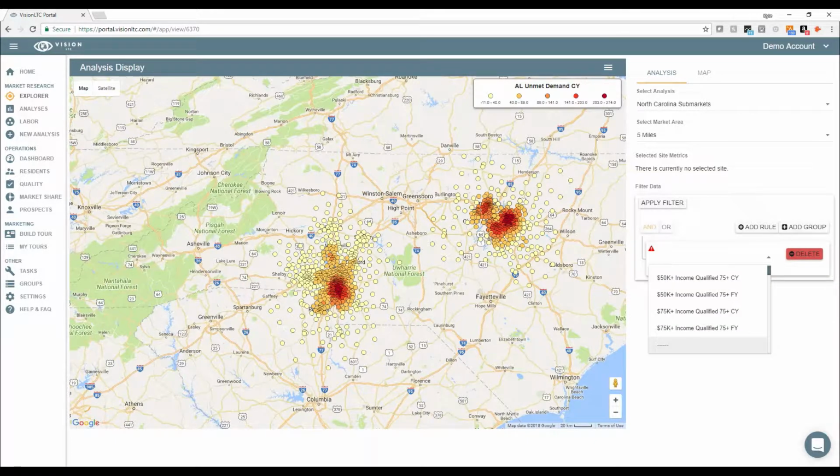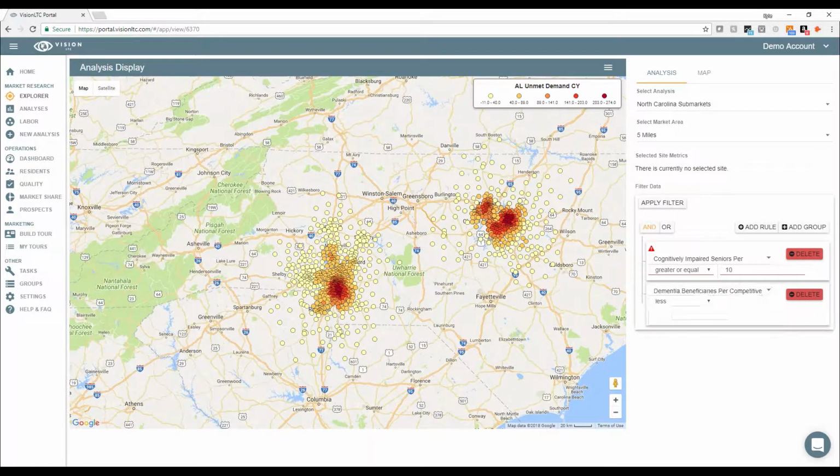We can even look at population and other interesting demographics. So let's set those up. We want to see a ratio of at least 10 impaired seniors per memory care bed. We also want to have 10 dementia beneficiaries per memory care bed. And this is within a 5-mile market.